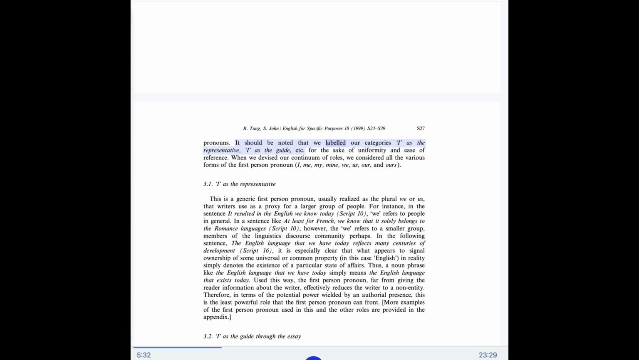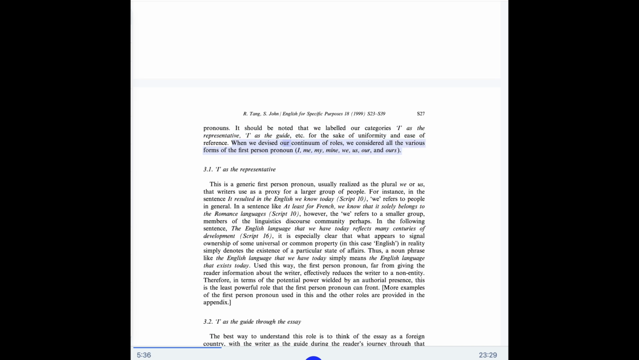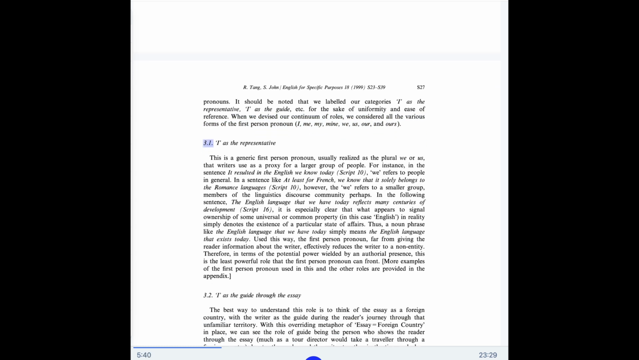Pronouns. It should be noted that we labeled our categories "I as the representative," "I as the guide," etc., for the sake of uniformity and ease of reference. When we devised our continuum of roles, we considered all the various forms of the first person pronoun: I, me, my, mine, we, us, our, and ours. 3.1. I as the representative.